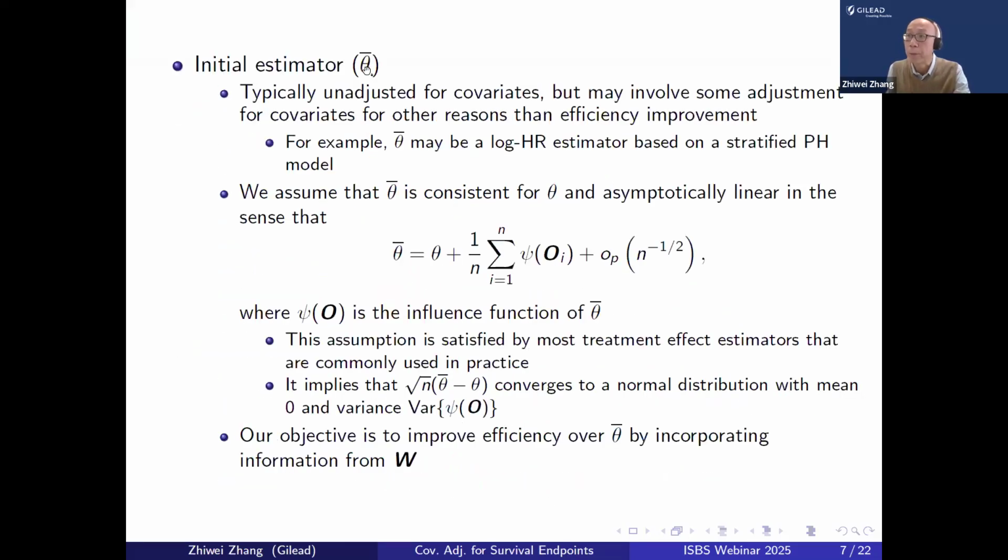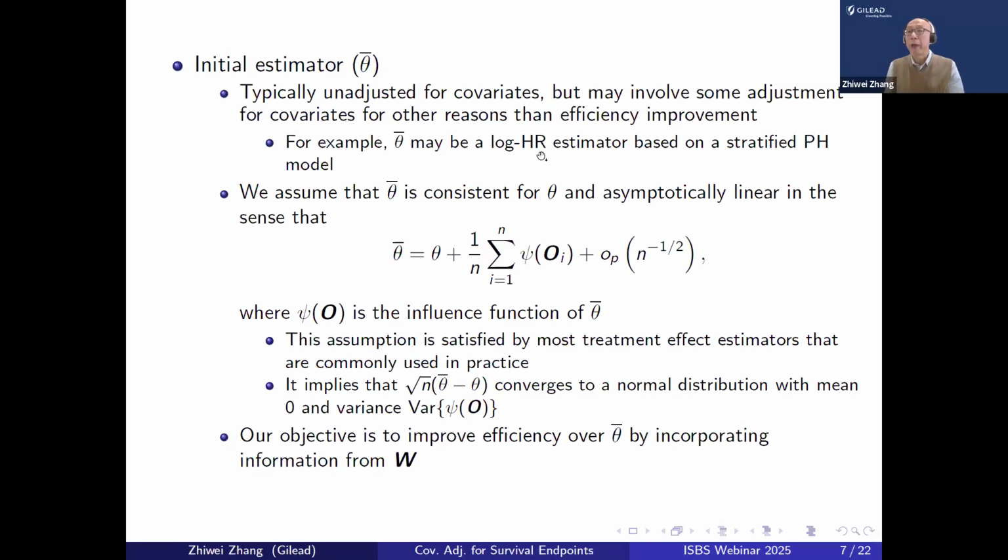The initial estimator, which we call theta bar, is almost arbitrary. It's typically unadjusted for covariates, but may involve some adjustment for other reasons than efficiency improvement. For example, theta bar may be a log hazard ratio estimator from a stratified proportional hazards model, if such a model is preferred over an unstratified one for whatever reasons.